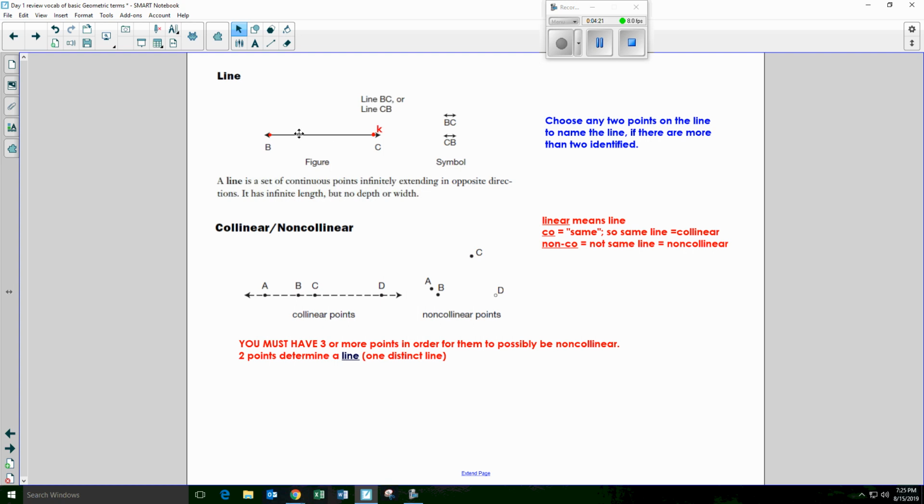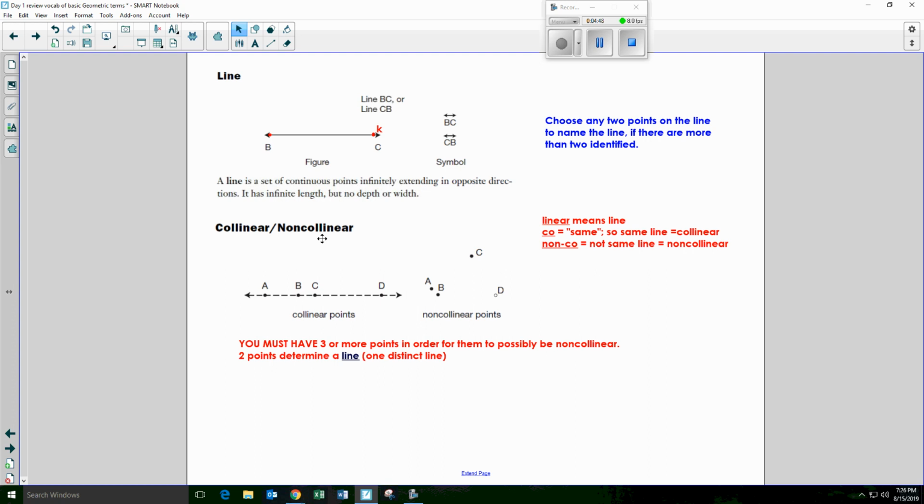Otherwise, any 2 points. If there's 10 points on this line, I can choose any 2 of those points. It doesn't have to be the ones closest to the quote-unquote end where the arrows are. Any 2 points. Okay. A line, remember I told you, is one-dimensional. There's an infinite amount of points on a line, because between any 2 points on a line, there's an infinite amount of points as well.